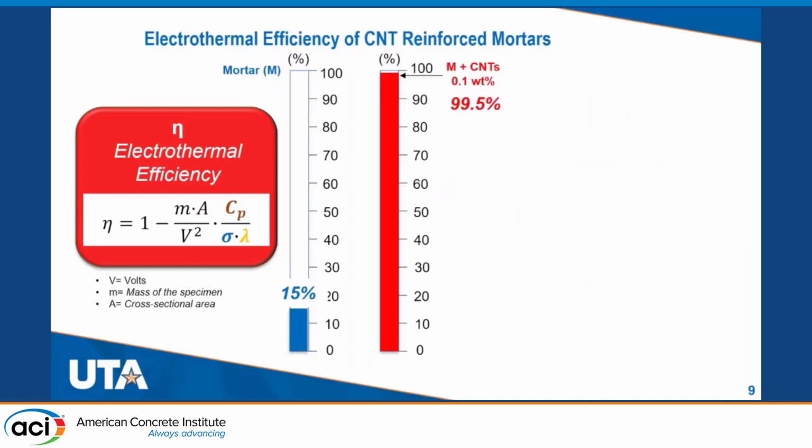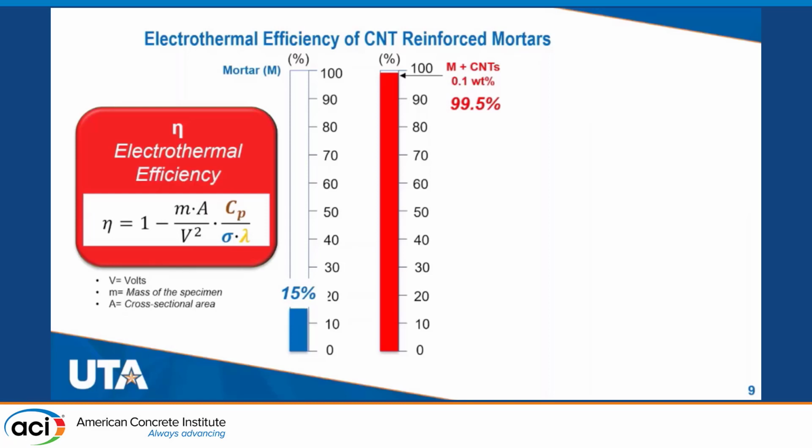Here is the calculation for plain mortar, no surprise, 15%, very low electrothermal efficiency. We talk about an insulator, and see the dramatic increase by using nanotubes at an amount of 0.1% per weight of cement. We are talking about just a calculation, but from the calculation we see 99.5%. So that means that the material, the nanocomposite, is able to almost completely convert the applied electrical energy to thermal energy.